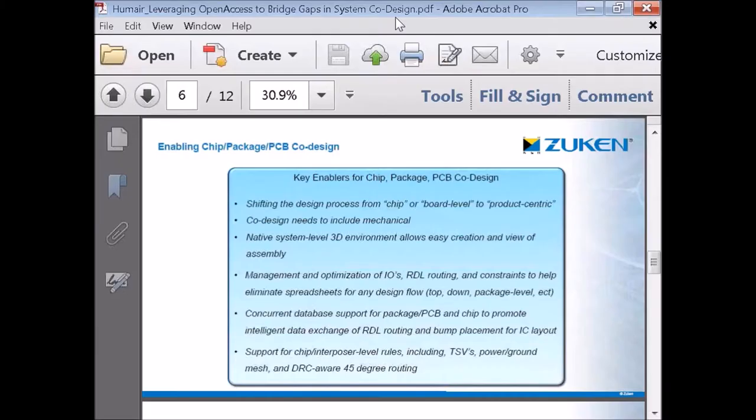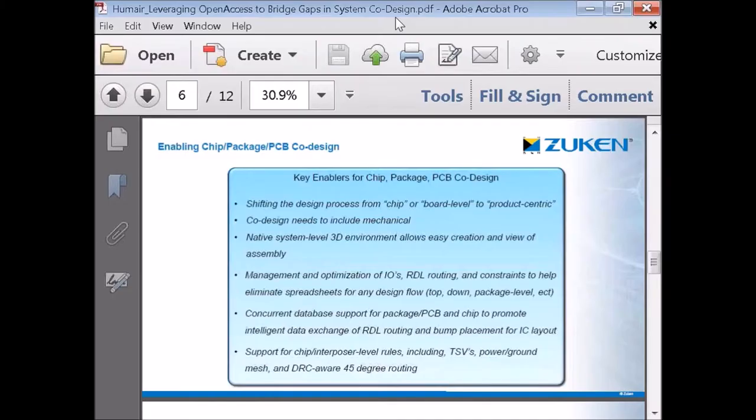So when we're going down this path of how to solve that problem, one of the key things that we looked at for enabling this chip package board co-design is that we need to shift the process from what's been traditional, from a chip or board level, to more of a product-centric approach. And we felt that because of the complexity of the designs, we also need to include a mechanical aspect as well, whether it's the mechanical from a package point of view or just an enclosure or other mechanical features in the system. With the way miniaturization is taking place, it's a key element that we needed to consider.